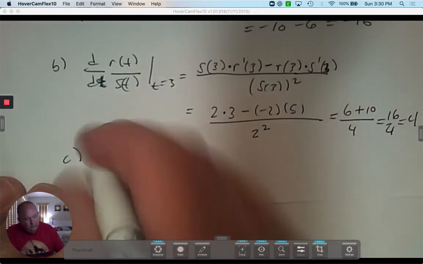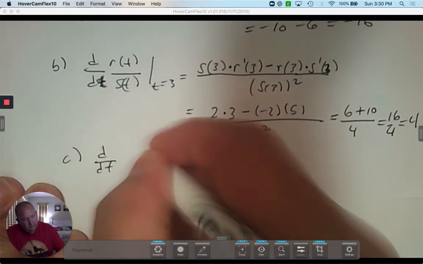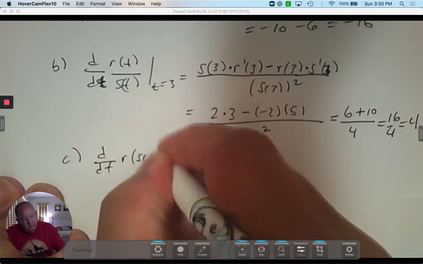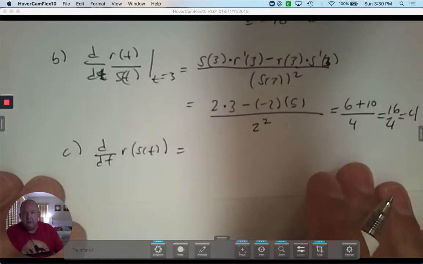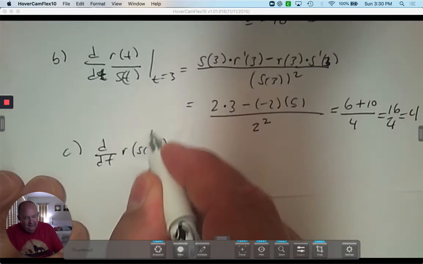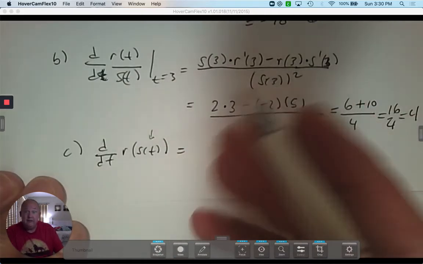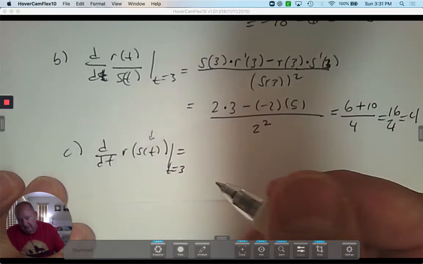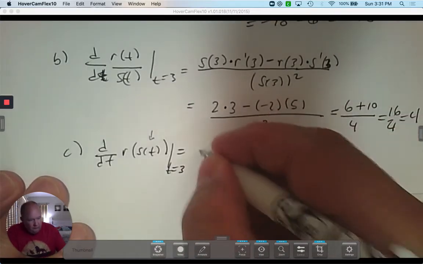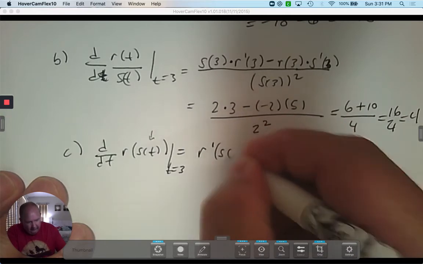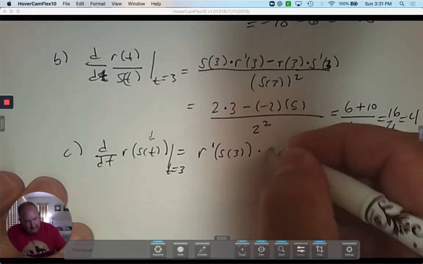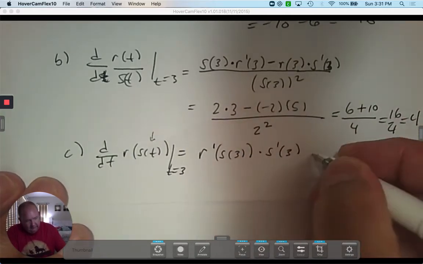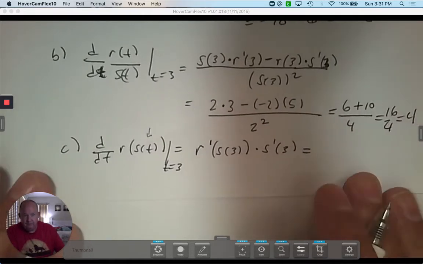This is either the chain rule or the general power rule. But you see the inside we have a composite. So how do we take the derivative of that? And again, this is when t equals 3. So it's the derivative of the outside, and again I'm going to plug 3 in right away, times the derivative of the inside. So this might take a couple steps.